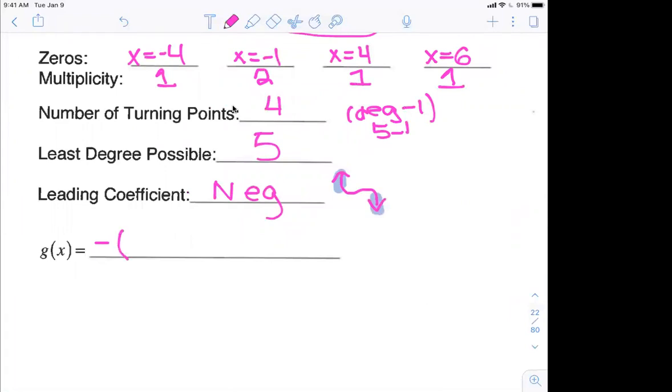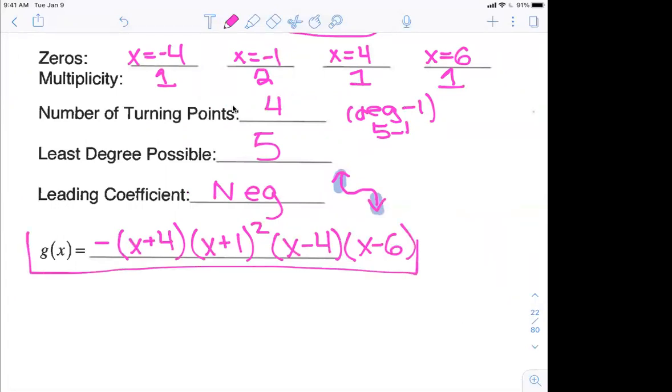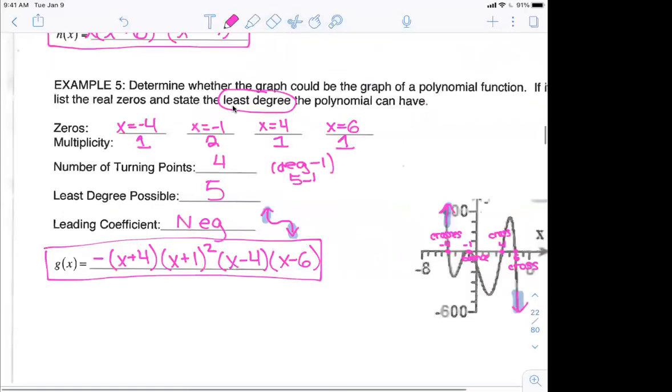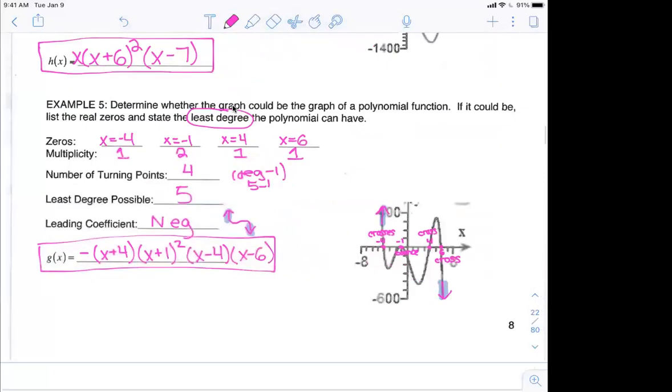For our x-intercept of -4, I'm going to put x plus 4, multiplicity 1. When x equals -1, I'm going to write x plus 1, and the multiplicity is 2. For x equals 4, I'm going to write x minus 4, and the multiplicity is 1. And then finally, x minus 6, and the multiplicity is 1. I'm going to leave it like that. I do not feel like multiplying that out. That looks great.